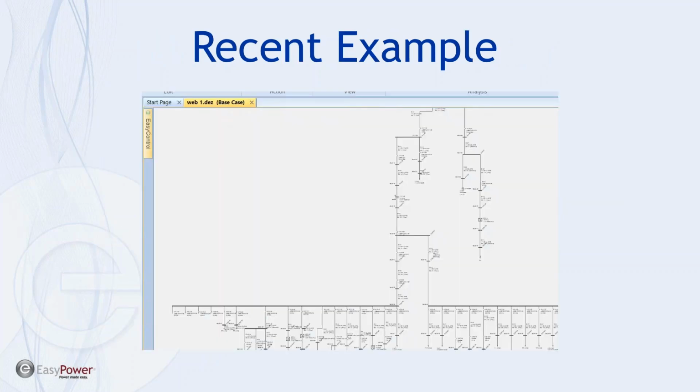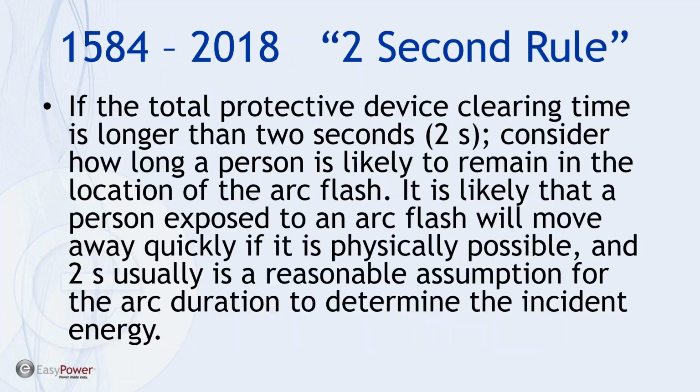So let me jump into a recent example that I discussed with the EasyPower user most recently. And as I do this, I also want to, and I apologize in advance, this is a little bit of a soapbox for me. In both the 2002 version and the 2018 version, there is what's referred to as the 2-second rule.